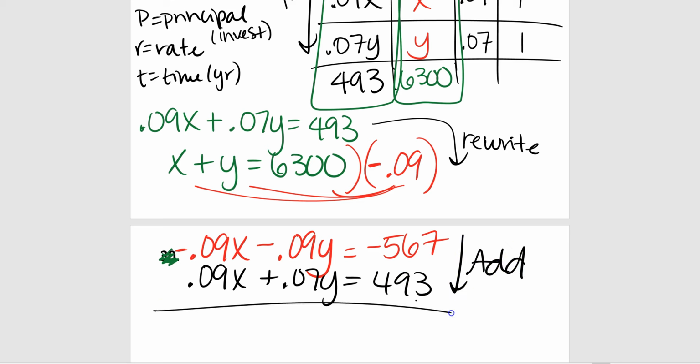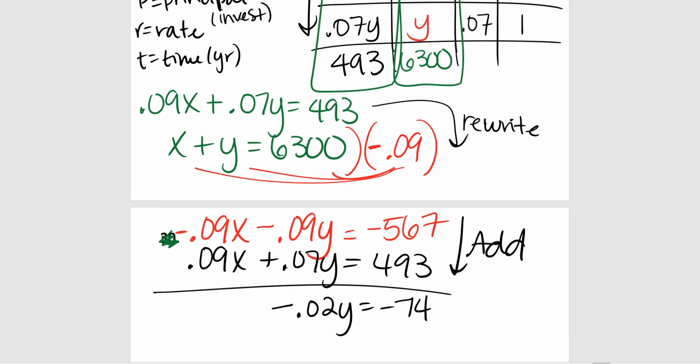Now I've got a nice system I can add. I'm going to get rid of my x terms. Negative 0.09x plus 0.09x cancels. Then I have negative 0.09 plus 0.07, which gives me negative 0.02y equals negative 567 plus 493, which is negative 74. Now I'm going to divide both sides by negative 0.02. That gives me y equals positive 3,700.